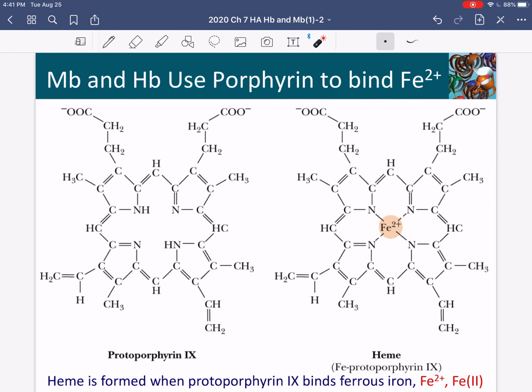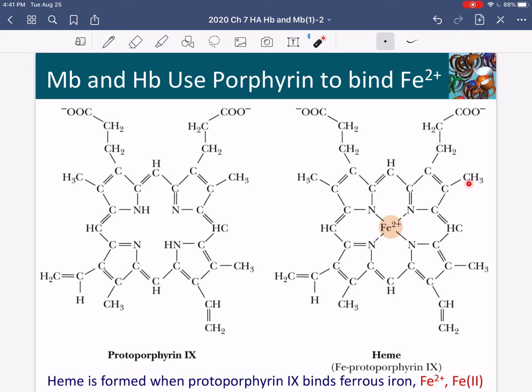Central to the oxygen binding ability of both proteins is the porphyrin ring that houses the metal ion iron. Iron in its +2 state is ferrous iron, and ferrous iron can coordinate oxygen. This is protoporphyrin 9. That's just called protoporphyrin 9 in the absence of the iron.